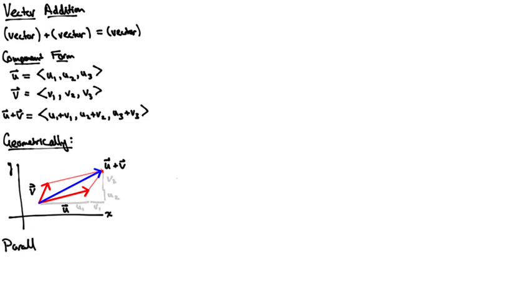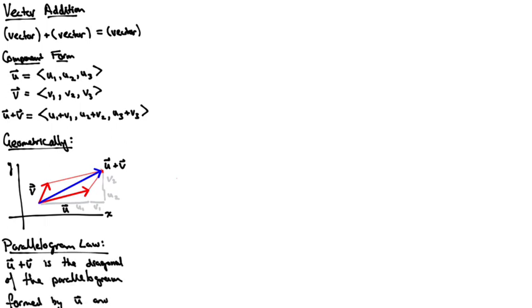This principle is called the parallelogram law, and it says that u plus v is the diagonal of the parallelogram formed by the vectors u and v. In 3 dimensions, that same principle is true. Just imagine 2 non-zero vectors, and they will form a parallelogram if they're not parallel to one another, and then you just take the diagonal of that parallelogram to get the sum.